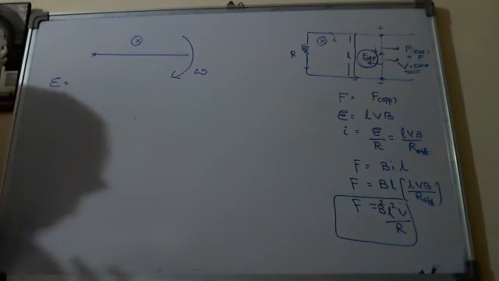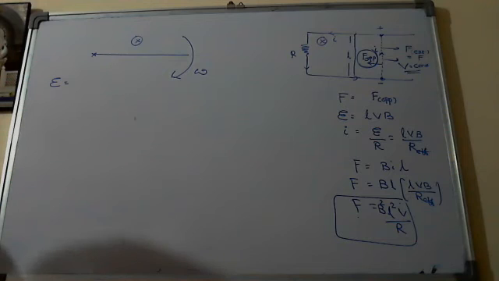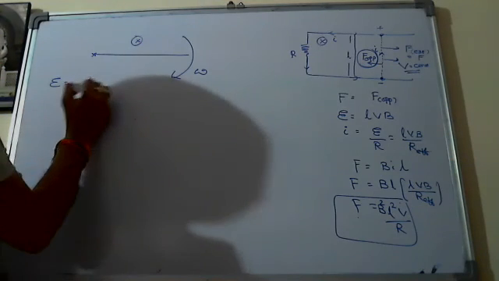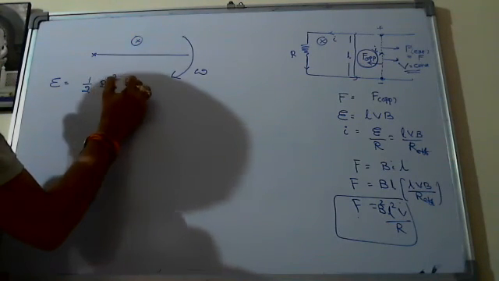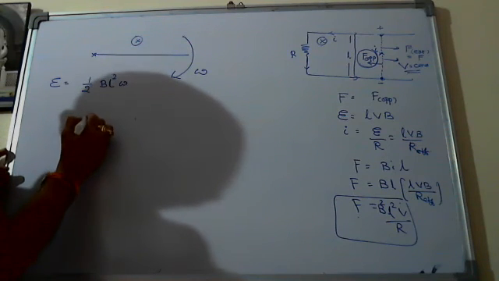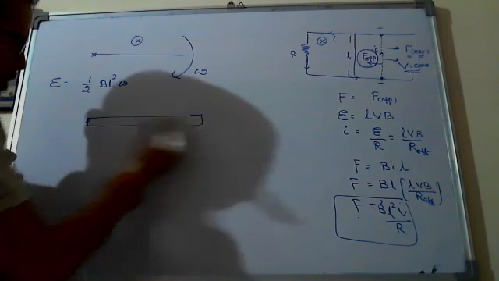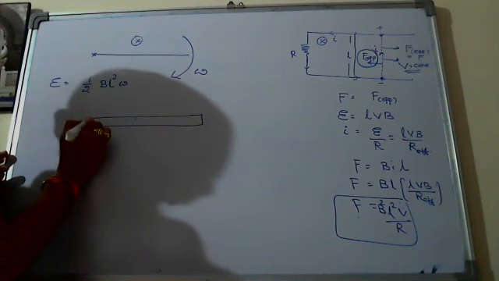Do you know this concept? Rotational EMF. What? Half BL square omega, sir. Very good. Half BL square omega. So no need to explain. The same rod, suppose given like this. I think you know this model, because it was previously given in an exam.